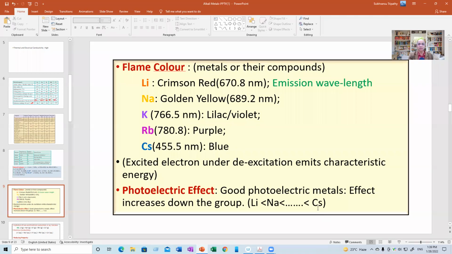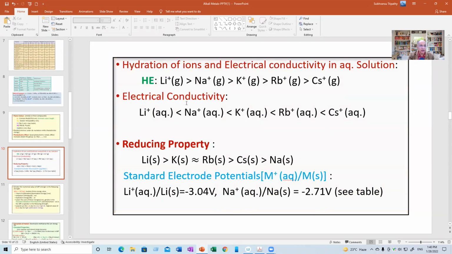And the best is cesium, because the lower the ionization enthalpy, the better the efficiency. The work function or the threshold frequency will be less, and more easily it can be knocked out from the surface. And coming to hydration enthalpy, you already know that it goes on decreasing as the size increases among the cations.